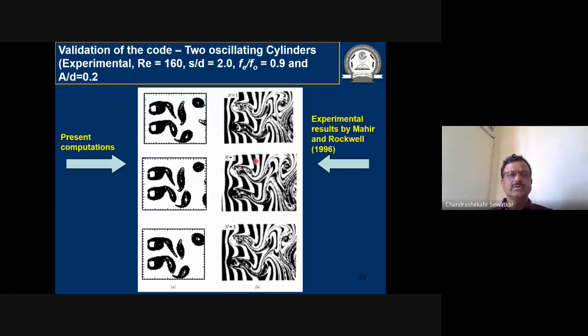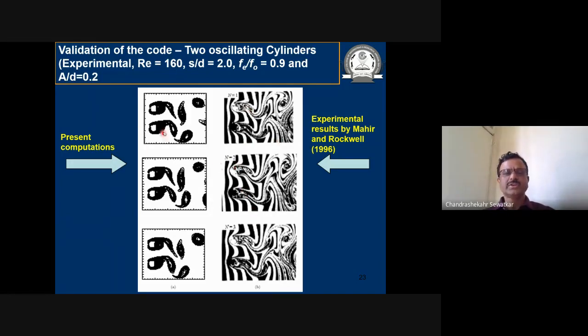We further did the validation by using flow around two oscillating square cylinders. These results were available in the literature. These results are by Mahir and Rockwell. They used two circular cylinders, oscillated those cylinders with a certain frequency, and then tried to visualize the flow.